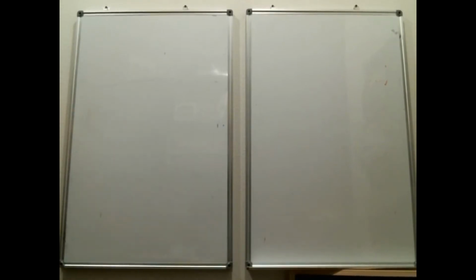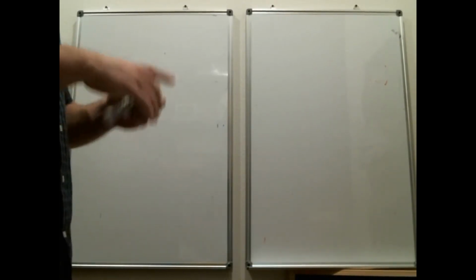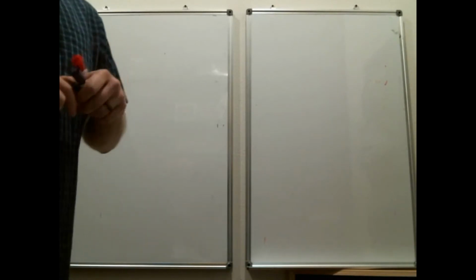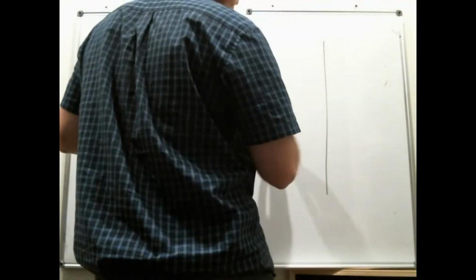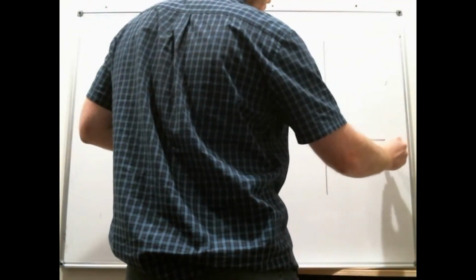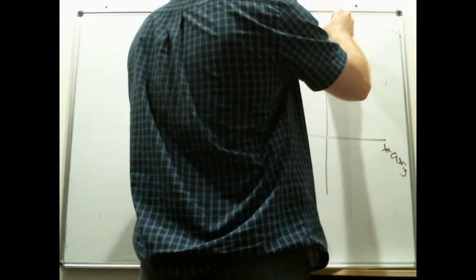Okay, now that I have all the boards cleaned off, let's look at just what in general one of these functions will look like. So an exponential function will look something like this. Let's draw an x and y axis. So that's your x, and here is your y axis.